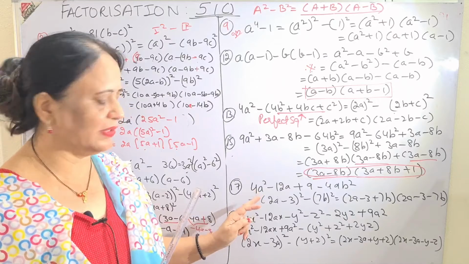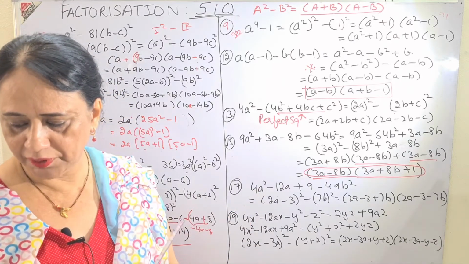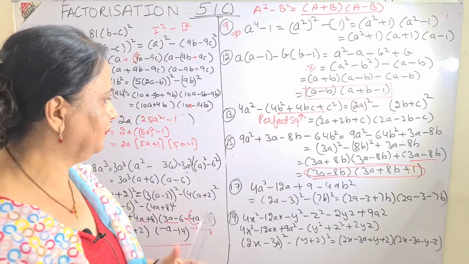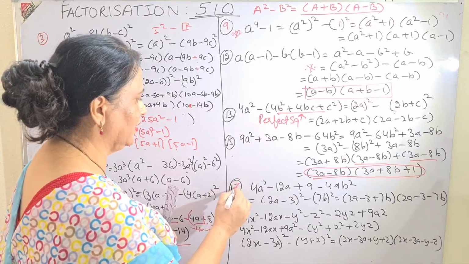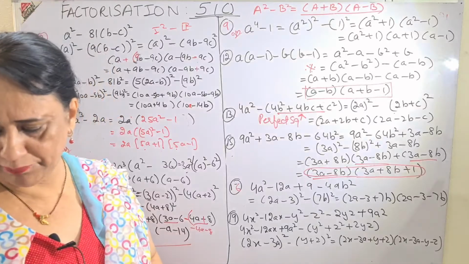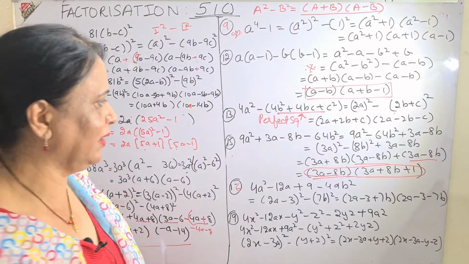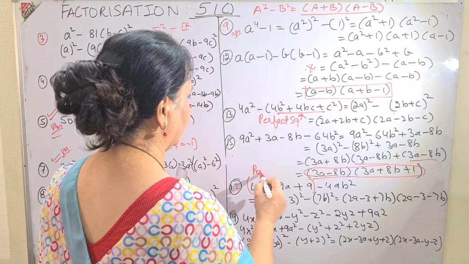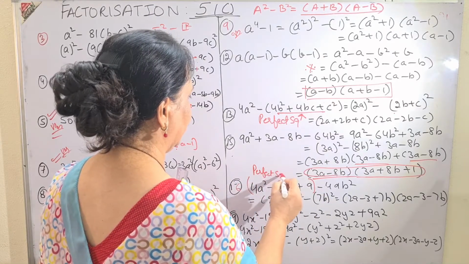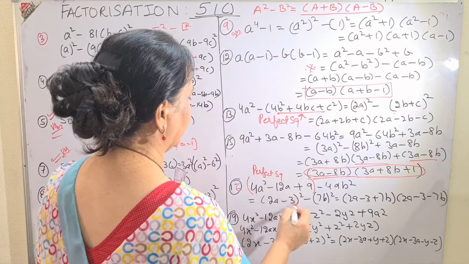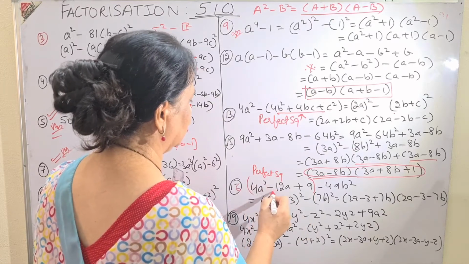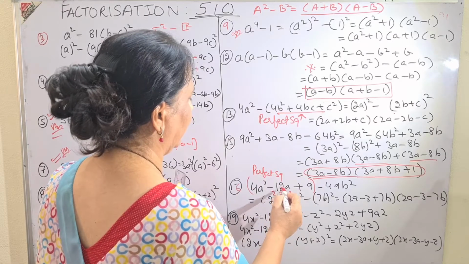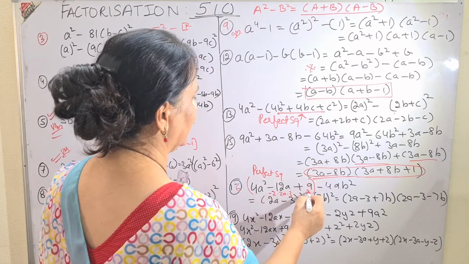Then question number 17. This is question number 16, I think. 16: 4a square minus 12a plus 9 minus 49b square. Please be careful. Children, the first three terms are to be changed into a perfect square again. Perfect square means 2a minus 3 whole square: 2a whole square minus 2 into 2a into 3, that means 12a, plus 9, which is 3 square.